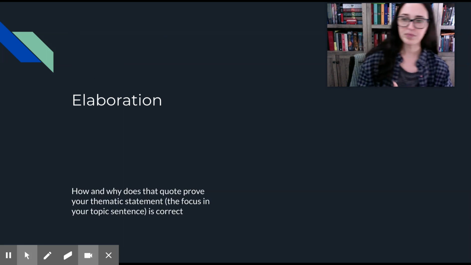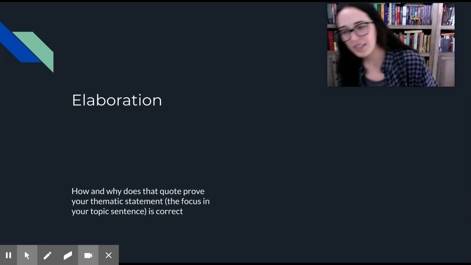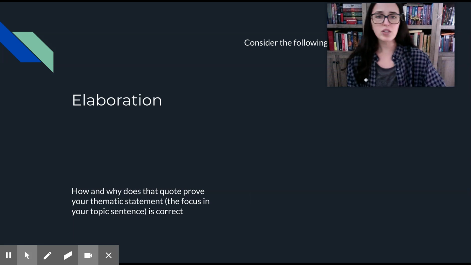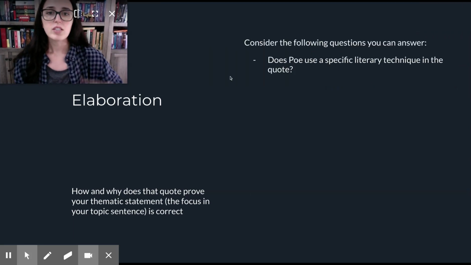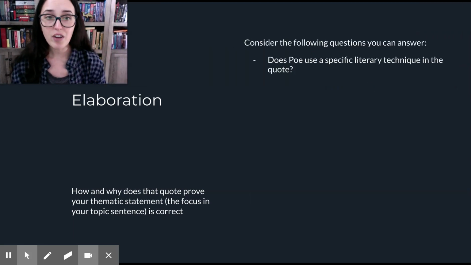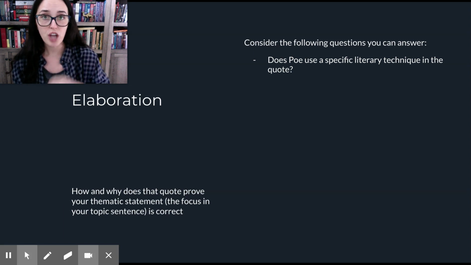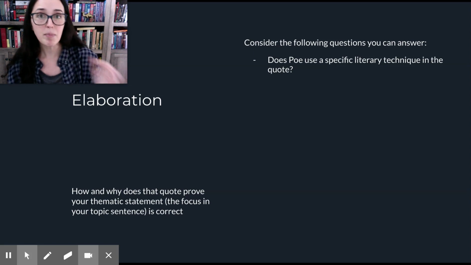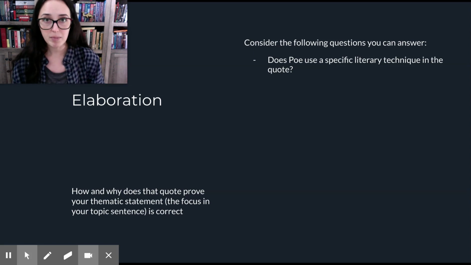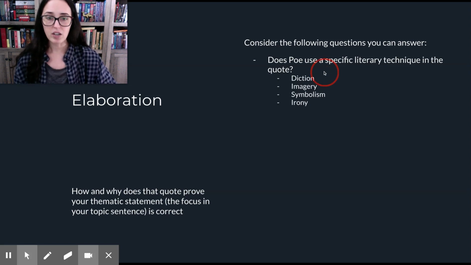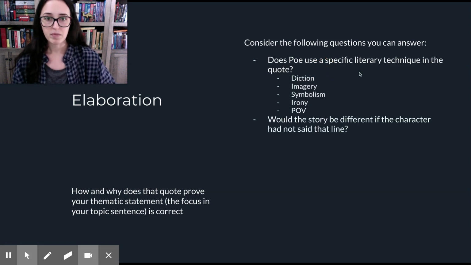So elaboration, how and why does that quote prove your thematic statement? So consider the following elements. Does Poe use a specific literary technique in the quote? Does he use strong diction? Does he use foreshadowing, verbal irony, symbolism, setting, color symbolism, right? All of those things that we talked about in our annotations. So again, here are some things that you can discuss in your analysis, right? Again, you want to use that literary language, that academic language to prove your point.